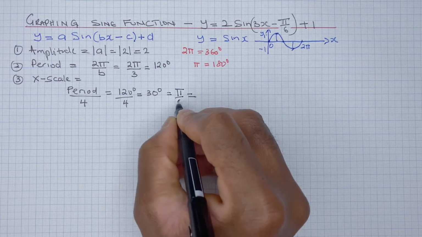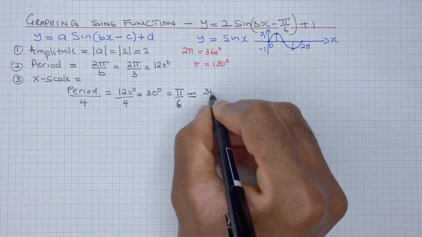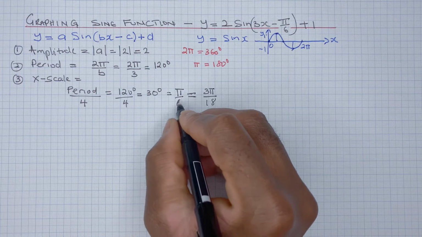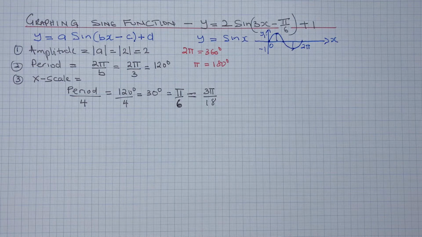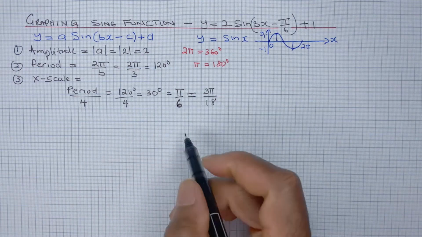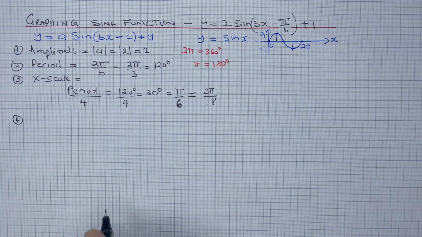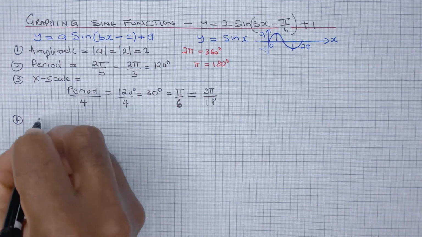Or sometimes you could write it as pi over 6 is also 3 pi over 18. I just times 6 by 3, and then I times the pi by 3. So that's 30 degrees.